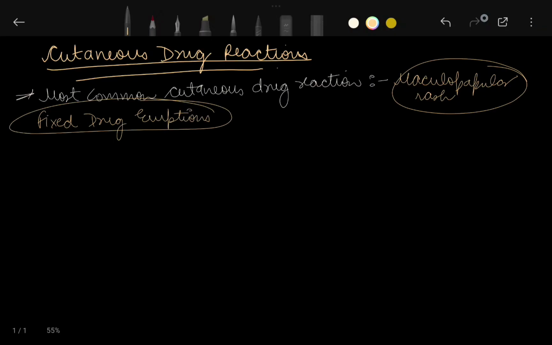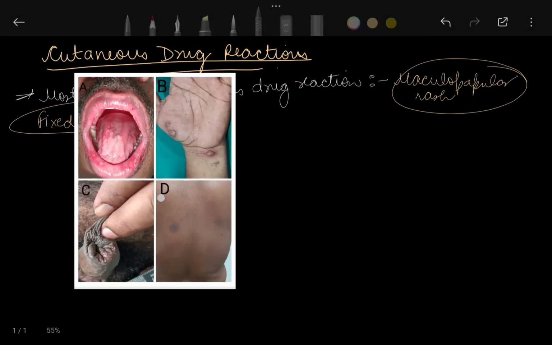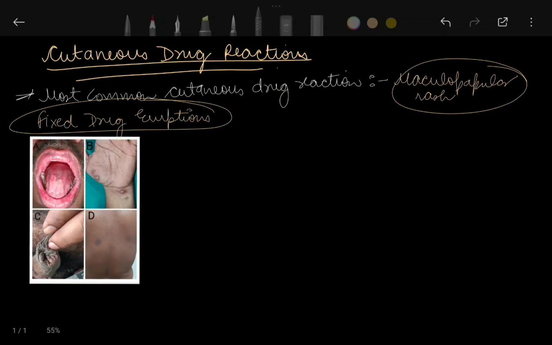In this, first of all, let us insert the image. Sorry, just a second. Okay. Now coming to this. These are fixed drug eruptions. Okay. Now what are they?